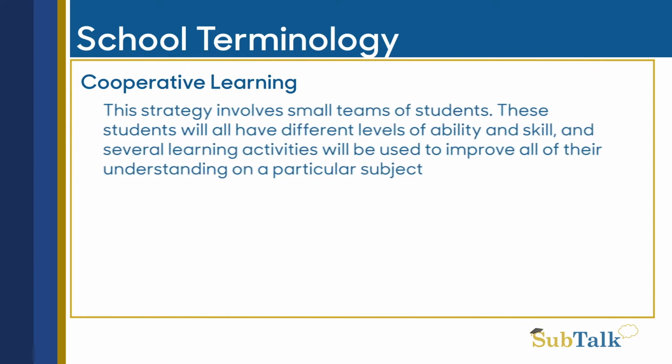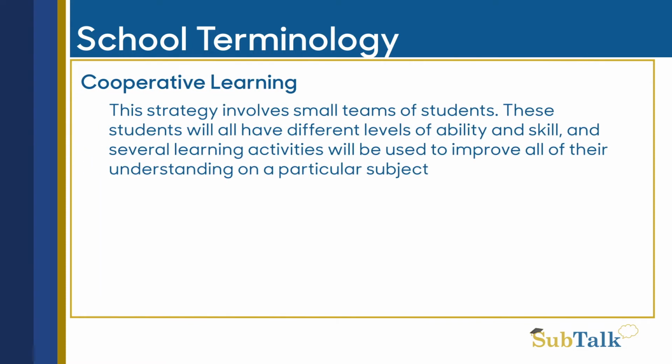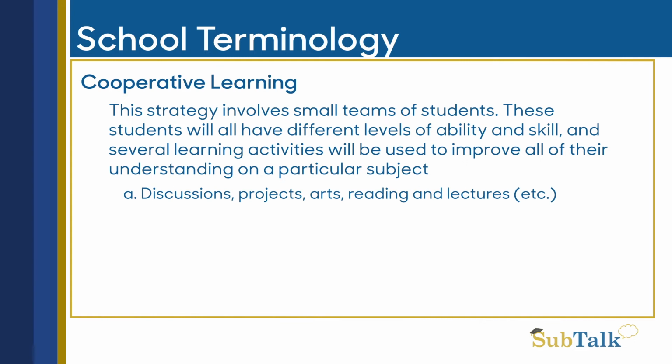Cooperative Learning. This is a teaching strategy involving small teams of students. These students will all have different levels of abilities and skills, and several learning activities will be used to improve all of their understanding on a particular subject. These learning activities may include discussions, projects, art, reading, and lectures, or countless other methods that work with different ability levels.